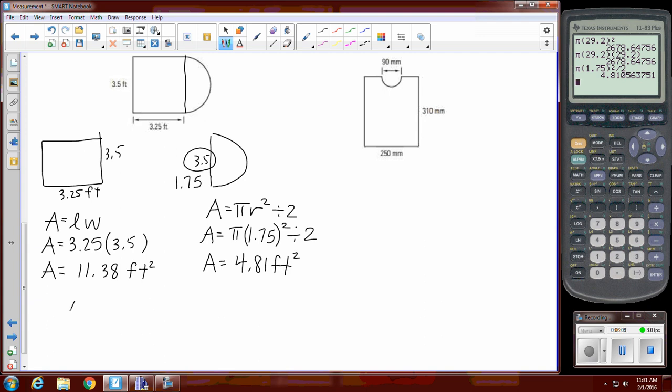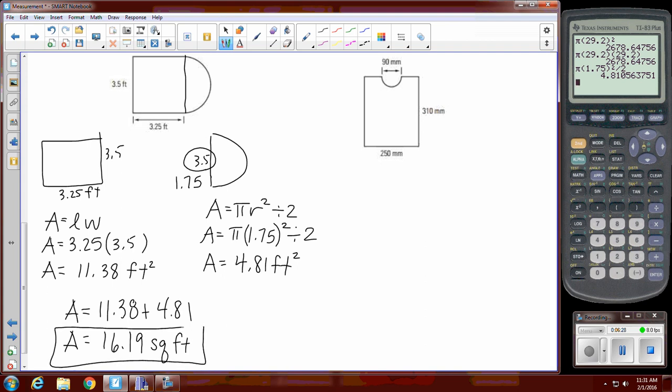So for the area of the combined two pieces, we take the rectangle, we add the semicircle, and we get a total area of 16.19 square feet. So these shapes that we just did are all building on one shape, adding to it another shape.